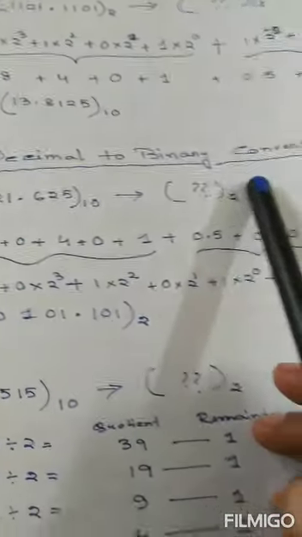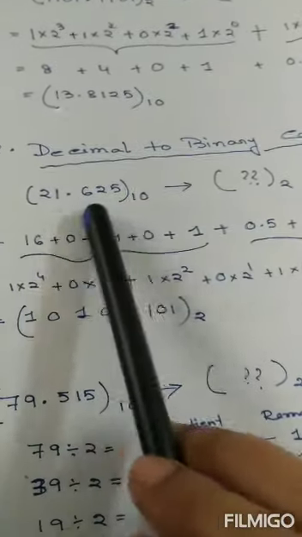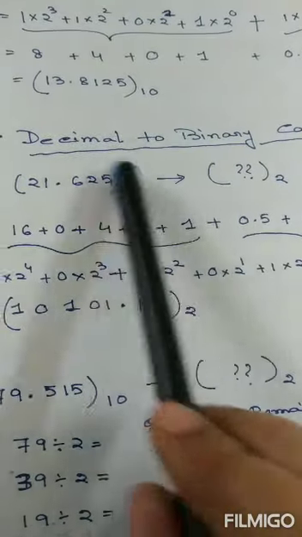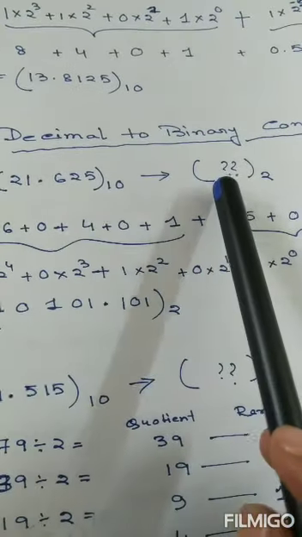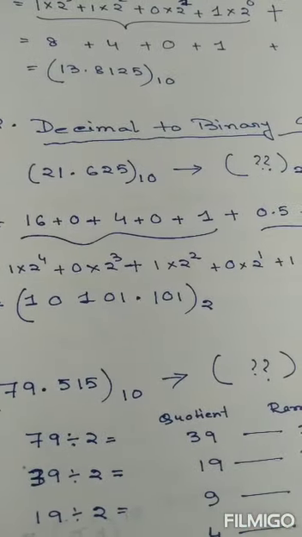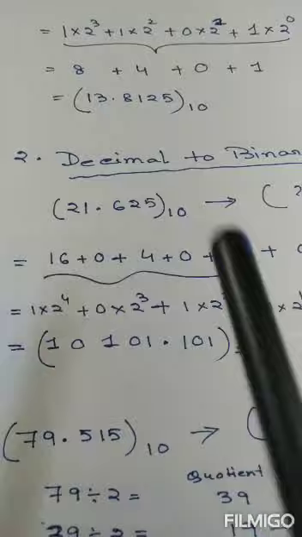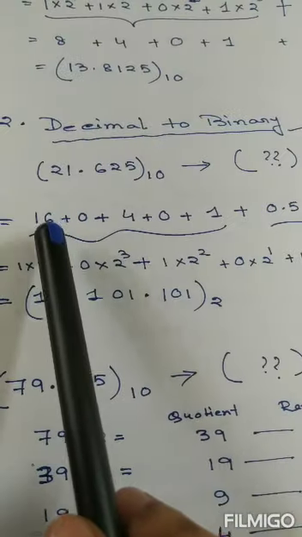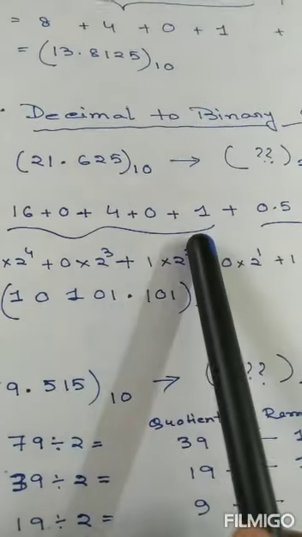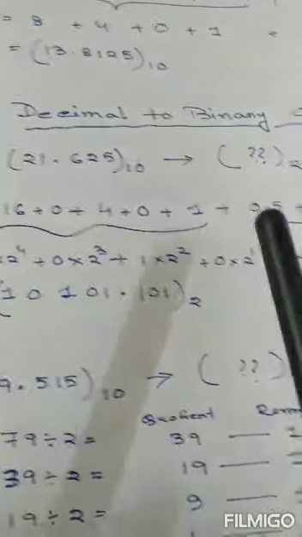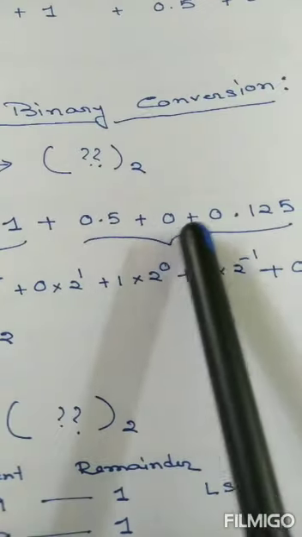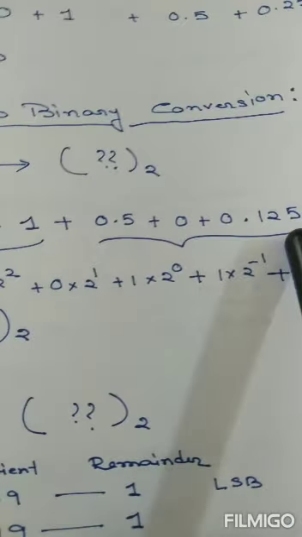Then decimal to binary conversions. Okay. Decimal number is 21.625. This is the decimal number. We'll convert this number to binary. There are two processes. First process, 21. You can write this number as 16 plus 0 plus 4 plus 0 plus 1. This is the integer part. And 0.625 is 0.5 plus 0 plus 0.125.